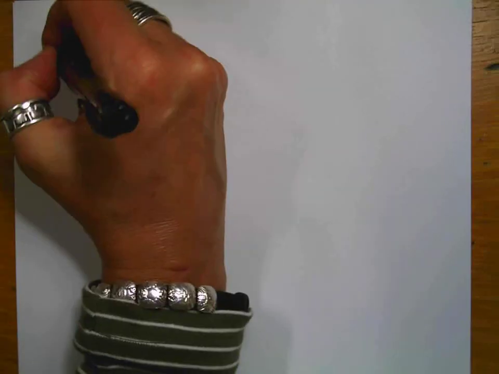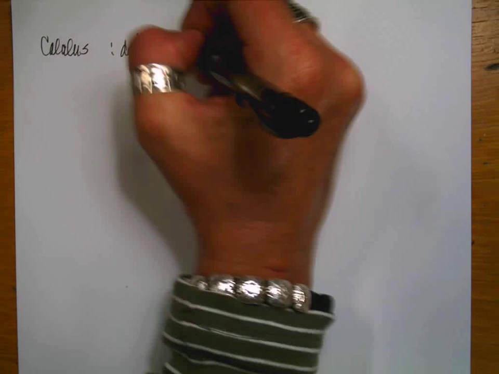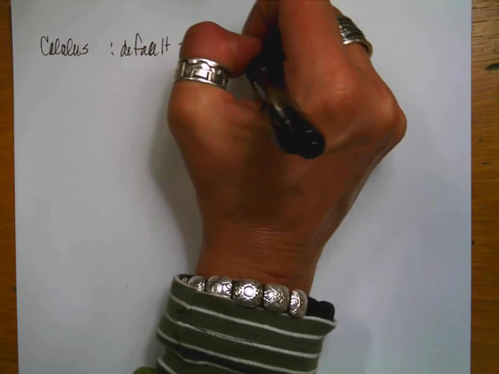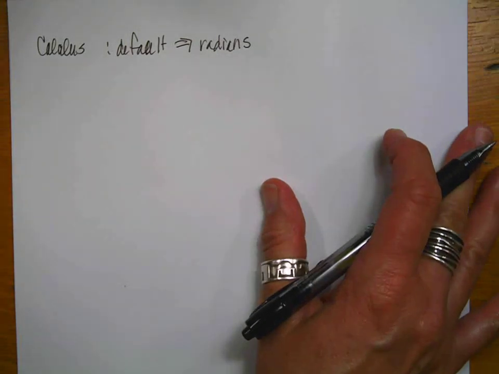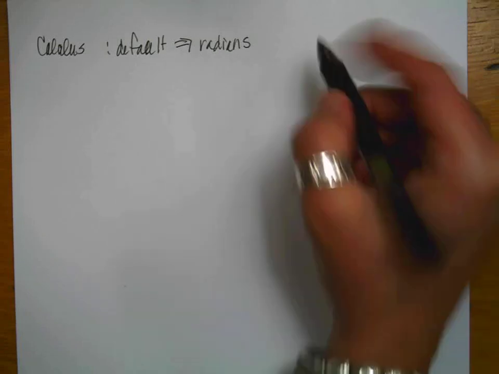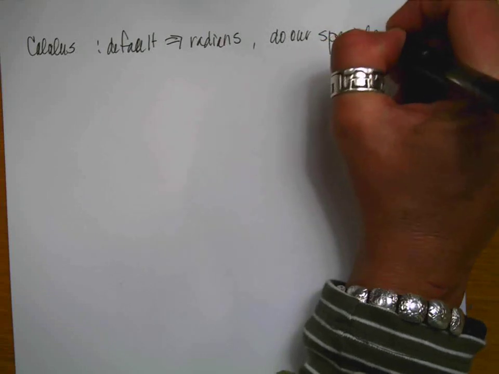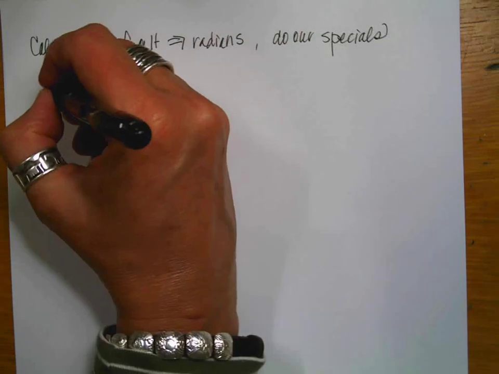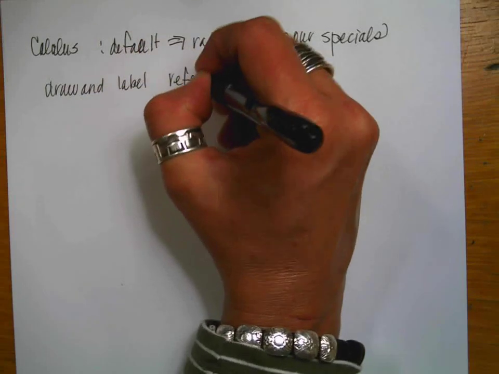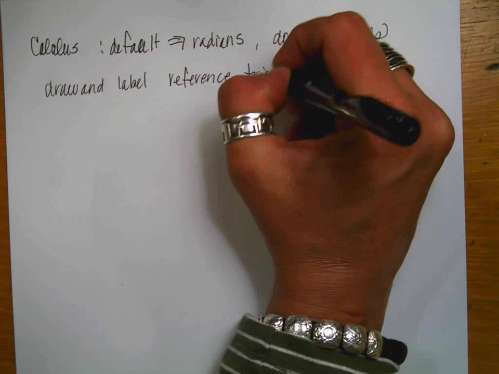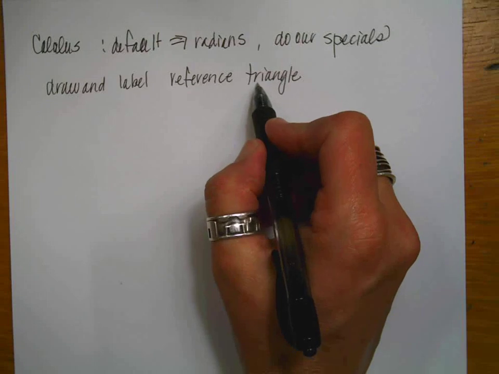Alrighty, remember for calculus and big kid math that the default for your calculator is always going to be radians. There are potentially cases where you would need to put your calculator in degrees, but at that point, you're just going to make sure that you read the problem well. Remember that we need to do our specials, and we've been using those all year long, so I'm not going to review them. And we also need to draw and label our reference triangles.